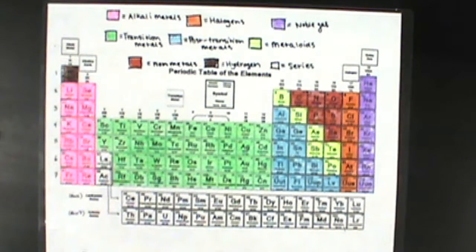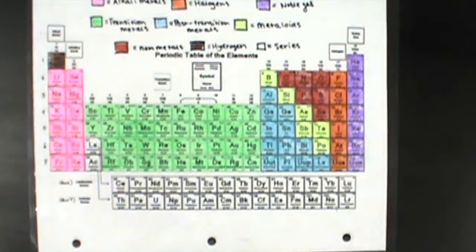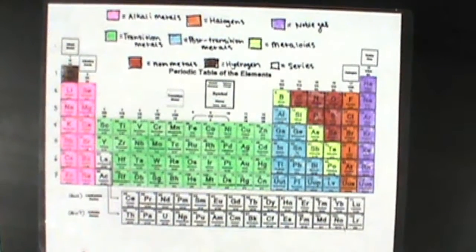Elements are pure types of atoms. On this periodic table, the elements are colored depending on what type of element they are. For example, in the far right, you can see the noble gases are in purple. And in the far left, the alkali metals are in pink.